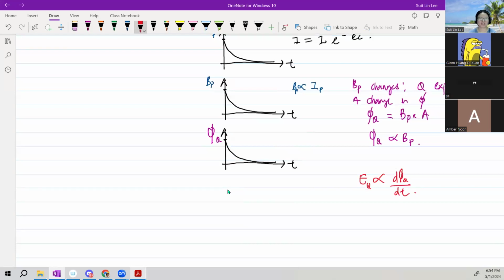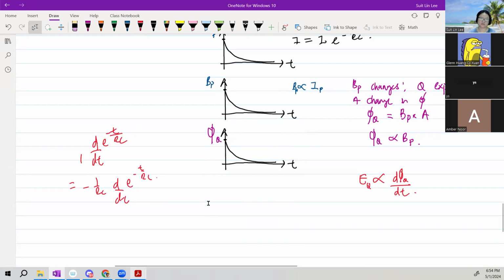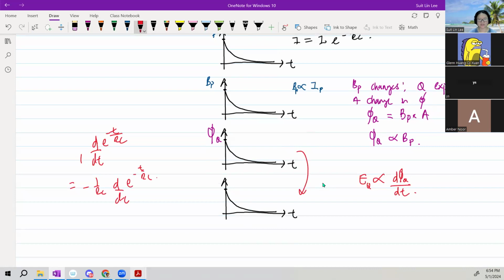But you see, if I differentiate the exponent graph, won't I get another exponent graph? d/dt of e to the power of negative t over RC, and then some constants in front. Wouldn't I get negative 1 over RC times d/dt of e to the negative t over RC? So the beautiful thing about exponents is you differentiate an exponent, you get back the same exponent. Just again, the y-axis changes. So from here to here, you differentiate the exponent, you get back the same exponent.